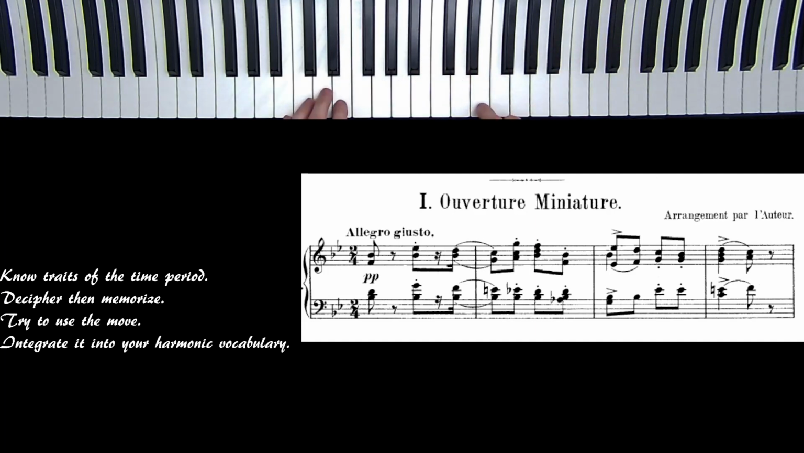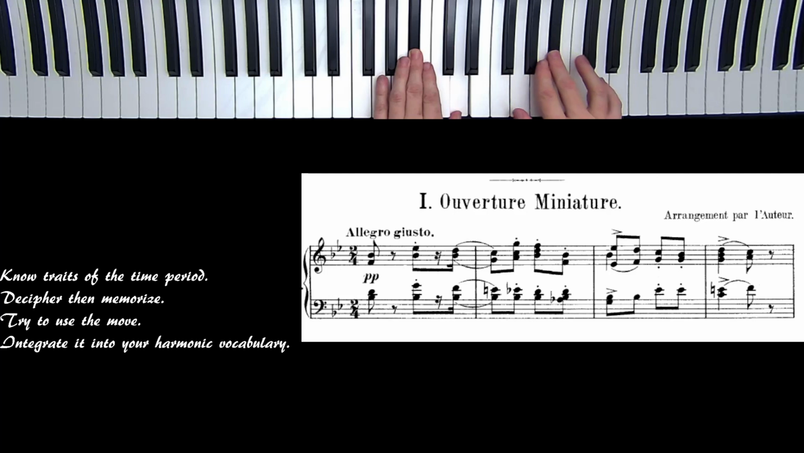And I'm going to go ahead and stop there. You just naturally go around the circle of fifths until you end up back at B flat. Now your study of this move does not stop here. Now you try to use it. So I'll improvise on it and just make a little bit of a variation.